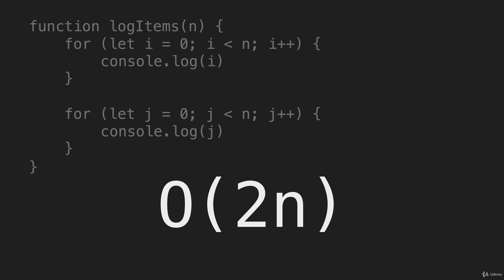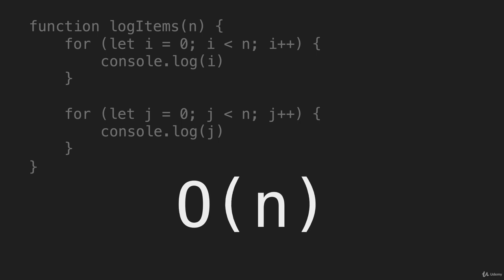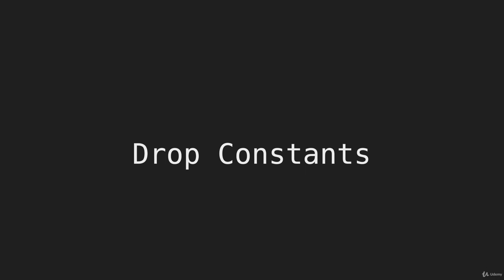It doesn't matter if it's 2n, 3n, or 100n. If there's a constant, we drop the constant, and we say that this code is O of n. So our first rule for simplifying our big O notation: drop constants.